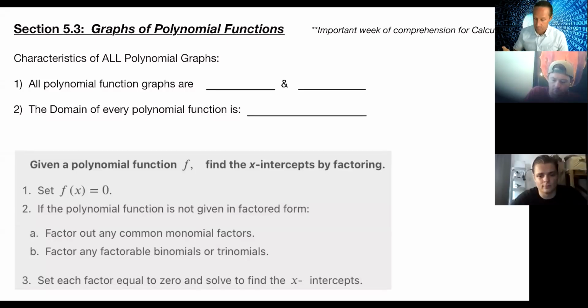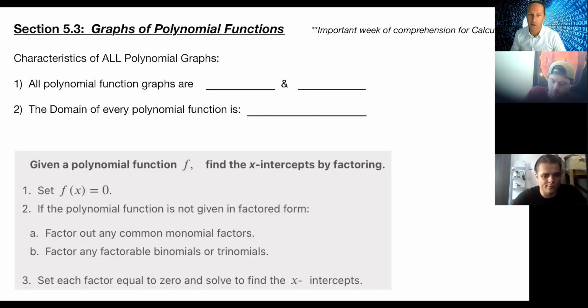All right, everyone. 5.3 is what we're going to get started on now, and this is graphing of all those polynomial functions that we've been talking about. And as you can see up in the top right, this is an important week for comprehension when you get to calculus very soon. Okay, so we're going to first talk about, and quite a few of these should feel familiar, some things that we even talked about last week, like multiplicities.